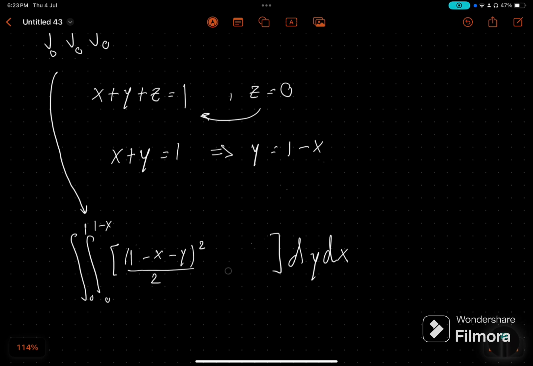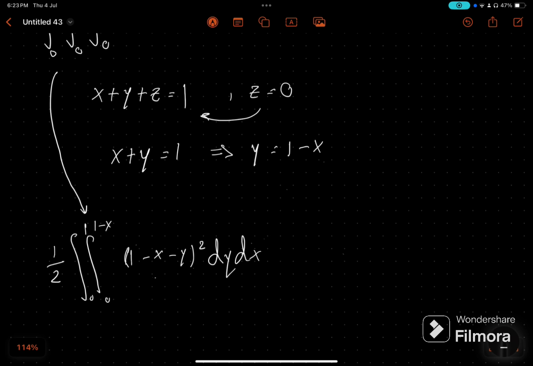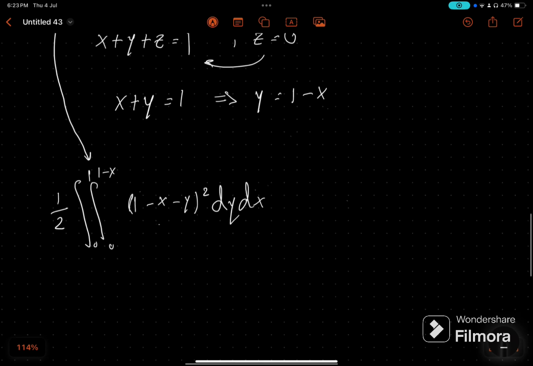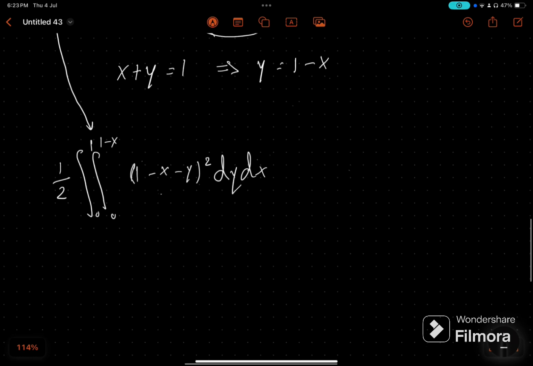And so here this is 0, and here we can take 1 over 2 to the outside. This is one of the properties of the triple integral. We can take any constant to the outside, and so dy dx, and then 1 over 2 here to the outside. And now we're going to integrate with respect to y and take x as a constant.